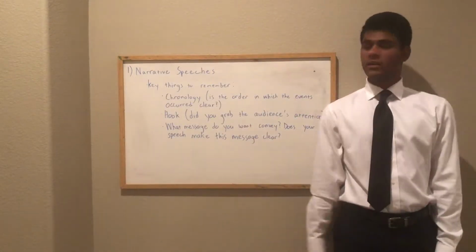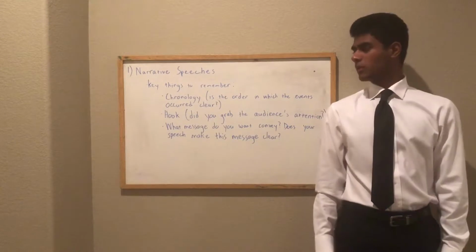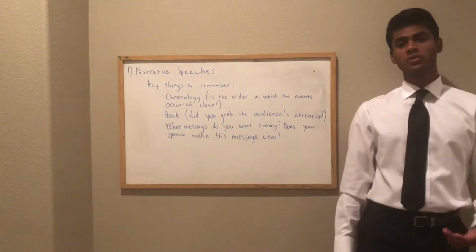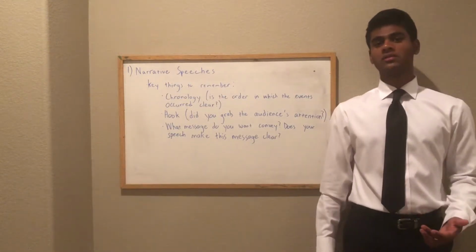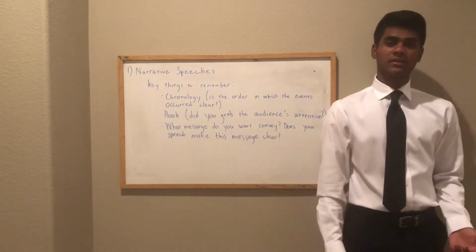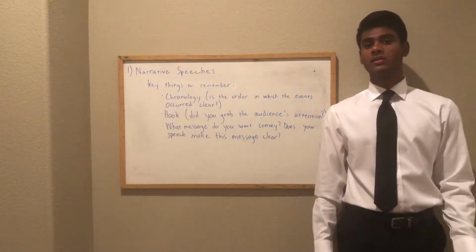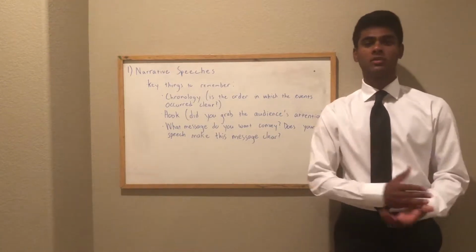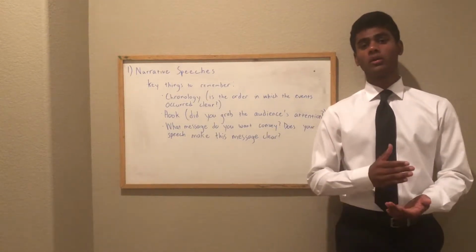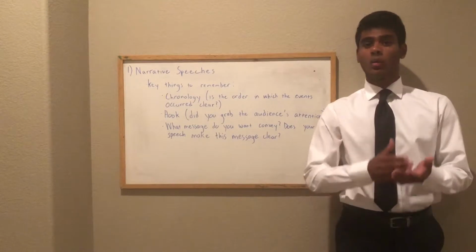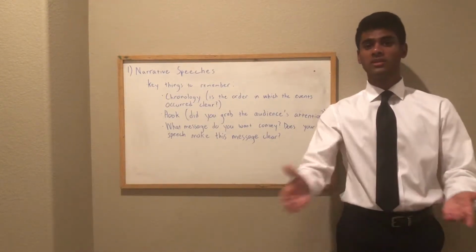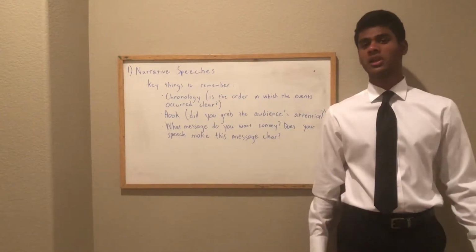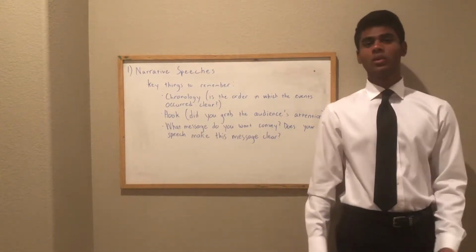All right, so when writing a narrative speech, there's a couple key things to remember. These are things that I remember at least when I'm writing a narrative speech. The first one is chronology, right? You want to ask yourself, is the order in which the events occurred clear? Does the audience, through your speech, get to understand exactly how you came to the realization that you came to? Or does the audience get to understand exactly in what time frame these events occurred? You really want to make those things clear because that only helps the audience understand what you're trying to tell them.